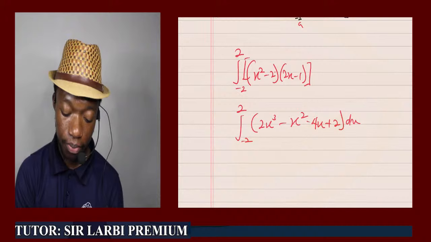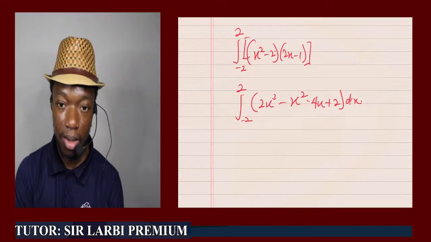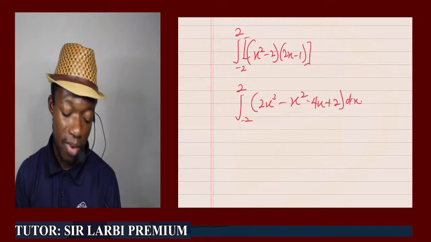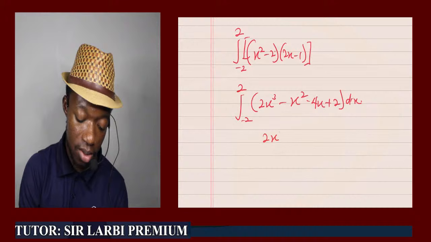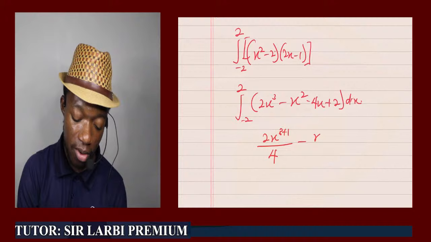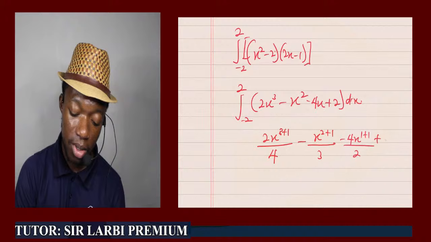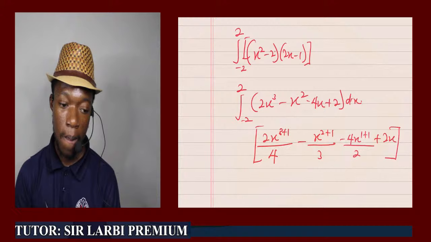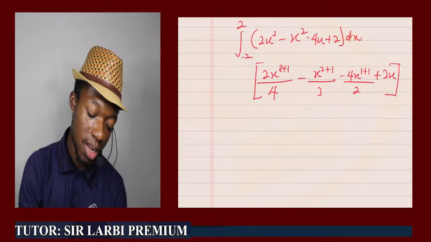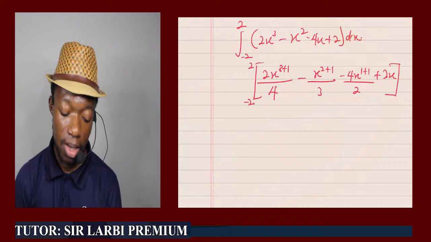Once you get this, you come in and start with your integration. We add 1 to the 3 and divide the result. So straight up, we'll have 2x to the power 3 plus 1 divided by 4. Then here, x squared: the power 2 plus 1 divided by 3. Then here 4x to the power of 1 plus 1 divided by 2. Then here we attach the x to 2, so we have 2x, not forgetting our limits. They are supposed to be there so that you don't forget, because you are going to use them for your calculation. So what do we do? Now we can straight up move.